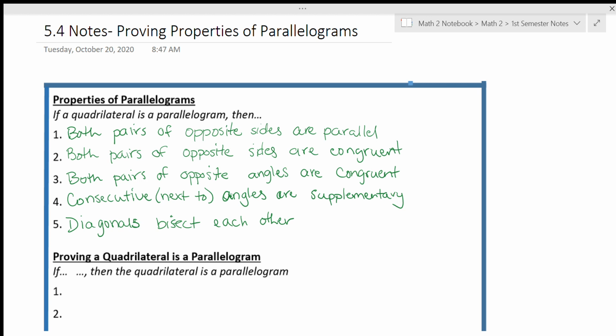So obviously the goal would be to wean off the notes at some point, but while you're learning, while we're doing these problems for the first time, make sure that you have your notes out, and make sure, you guys, that you are writing them down while you're watching the video, okay? So both pairs of opposite sides are parallel.